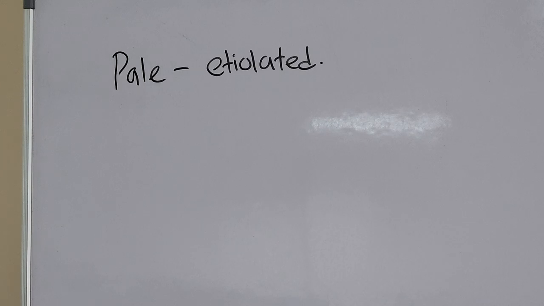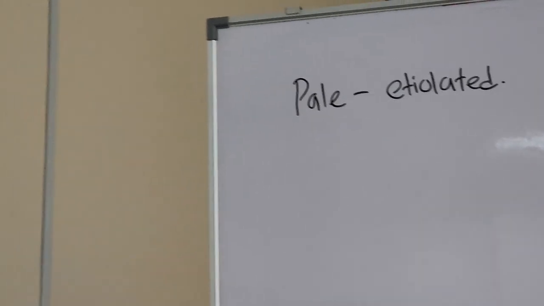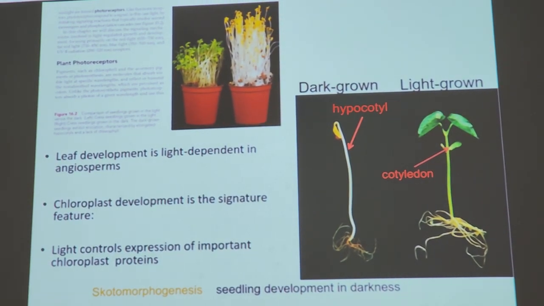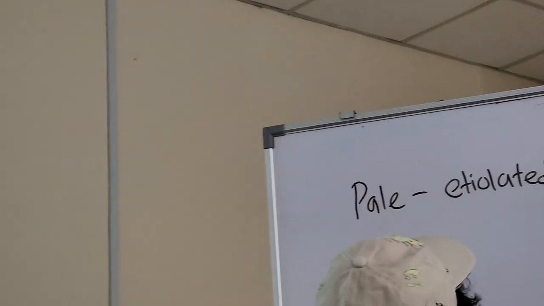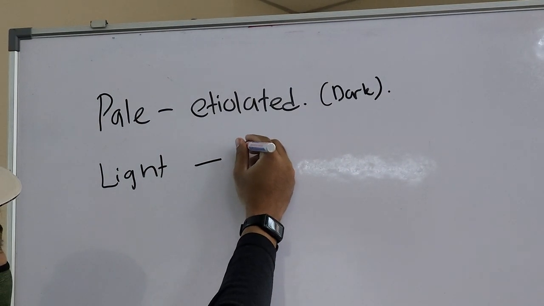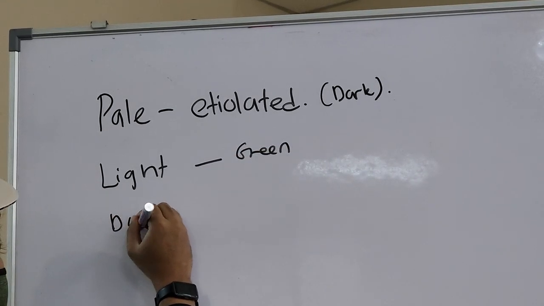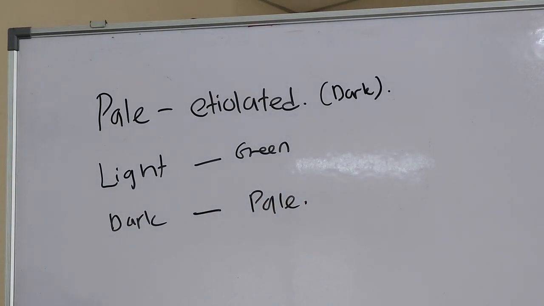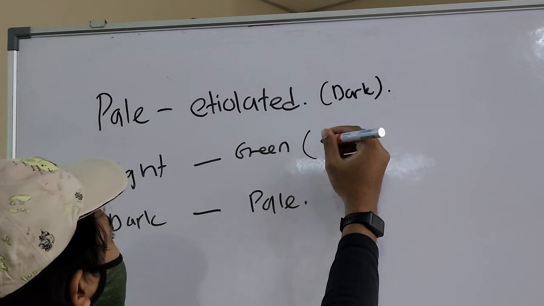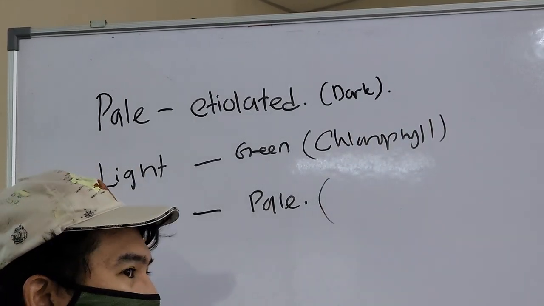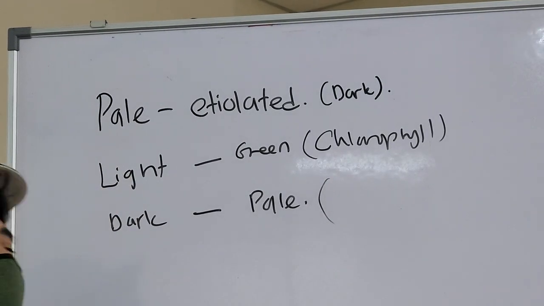So what's the quick conclusion that you can make from here? What can you infer from this simple observation? Light is required for what now? So with light, green. In the dark, it's pale. So what can you infer quickly? Why is it green? Due to what? Chlorophyll. Why is it pale? It's not like no chlorophyll. Actually, chlorophyll is always there. It's either mature or not.